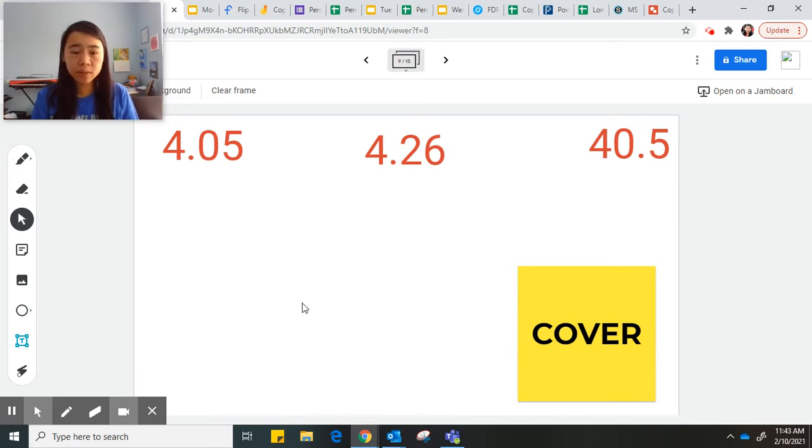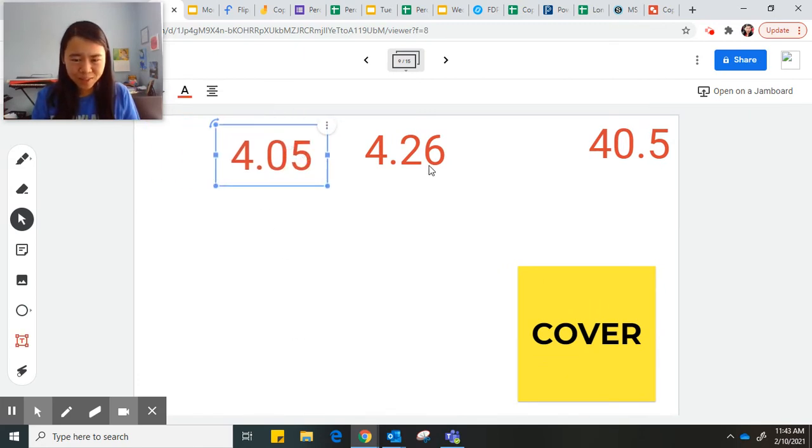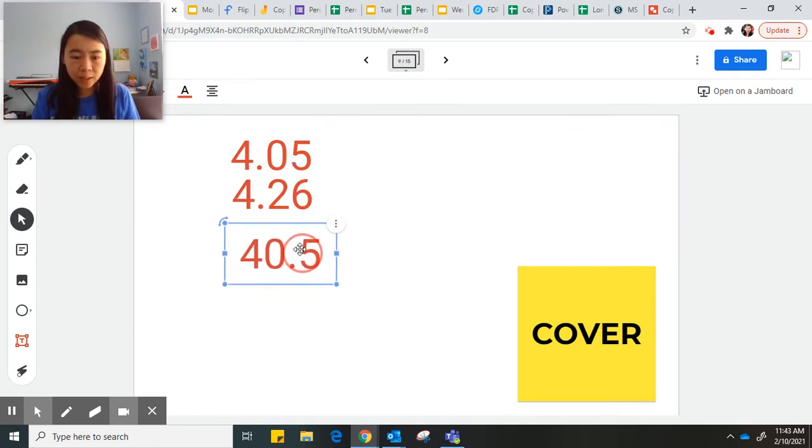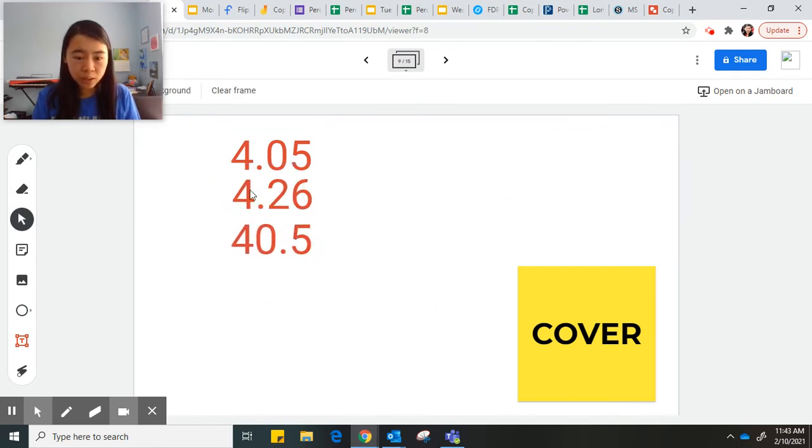Same steps. Okay, line up the decimal place. So we're lining up the decimal. Now be careful, we're not lining up the digits. We're not lining up the numbers so that they're in a straight row. We are lining up the dot, the point, the decimal. Okay, so it's going to look like this. Take whatever you're using to cover up those decimal places.